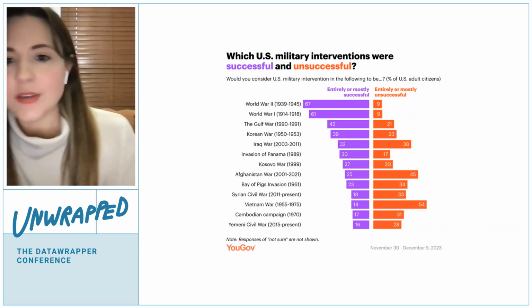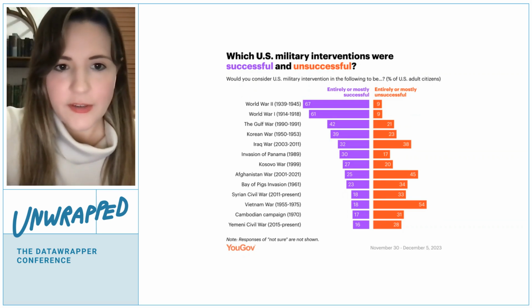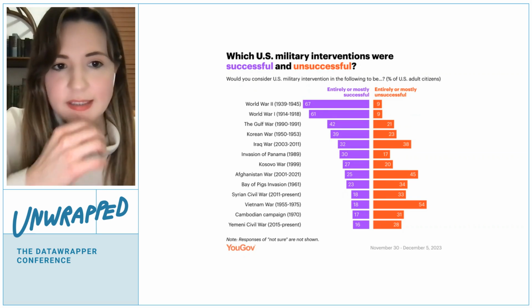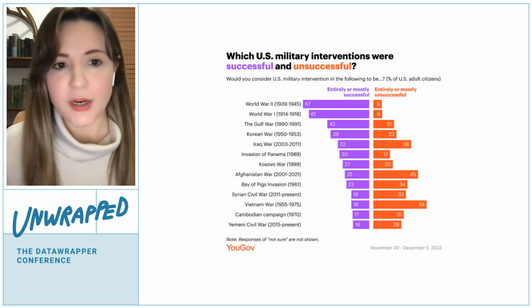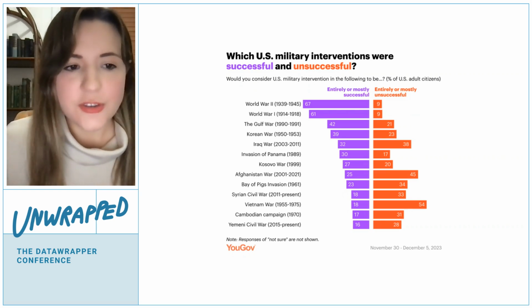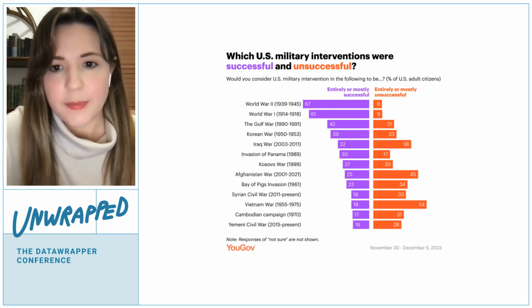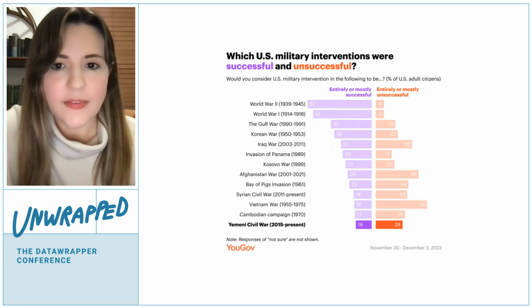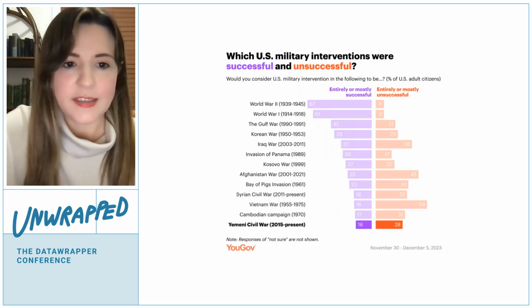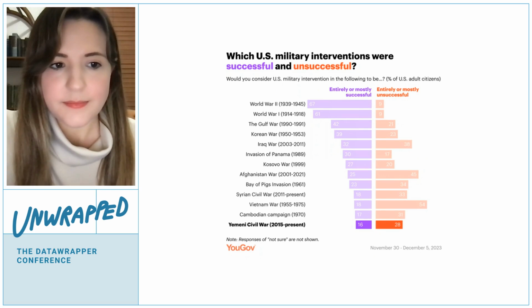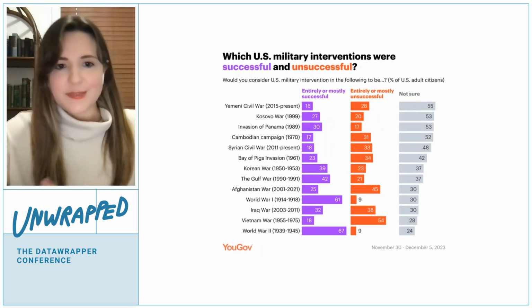In the next version, you'll see that we separate out the shares who say that interventions have been successful and unsuccessful using the mirrored bars here. This chart shows that it's far less than a majority, in fact, just 28%, who say that the U.S. intervention in Yemen has been mostly unsuccessful. In the next slide, we'll see what's missing.